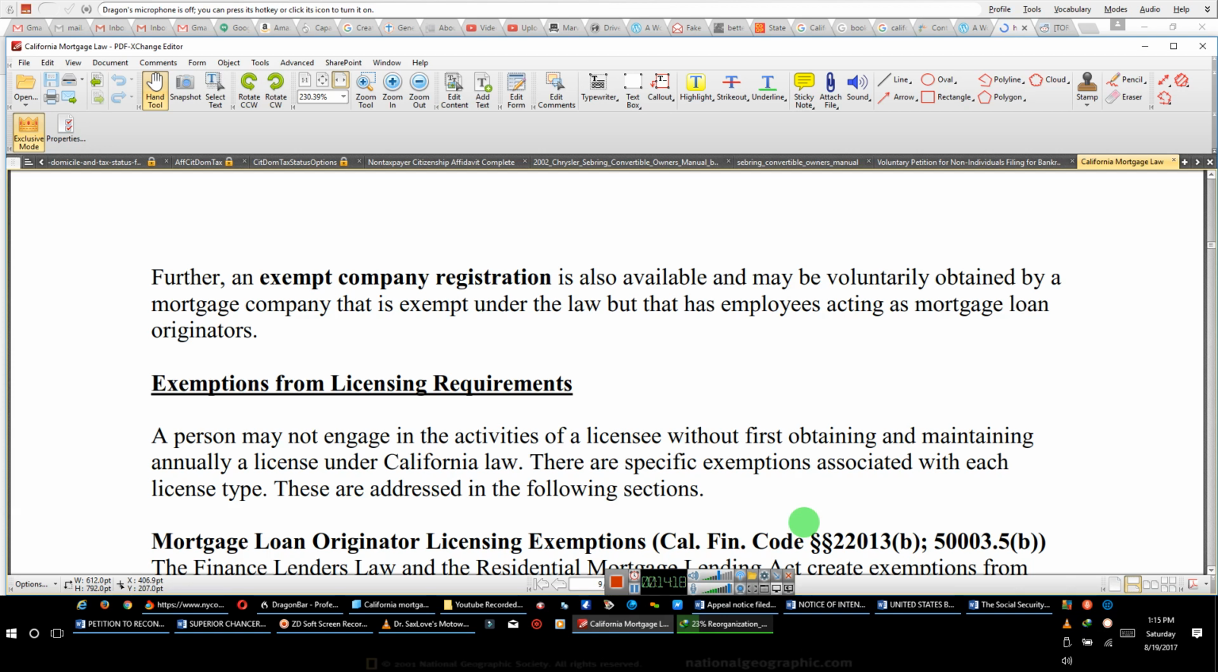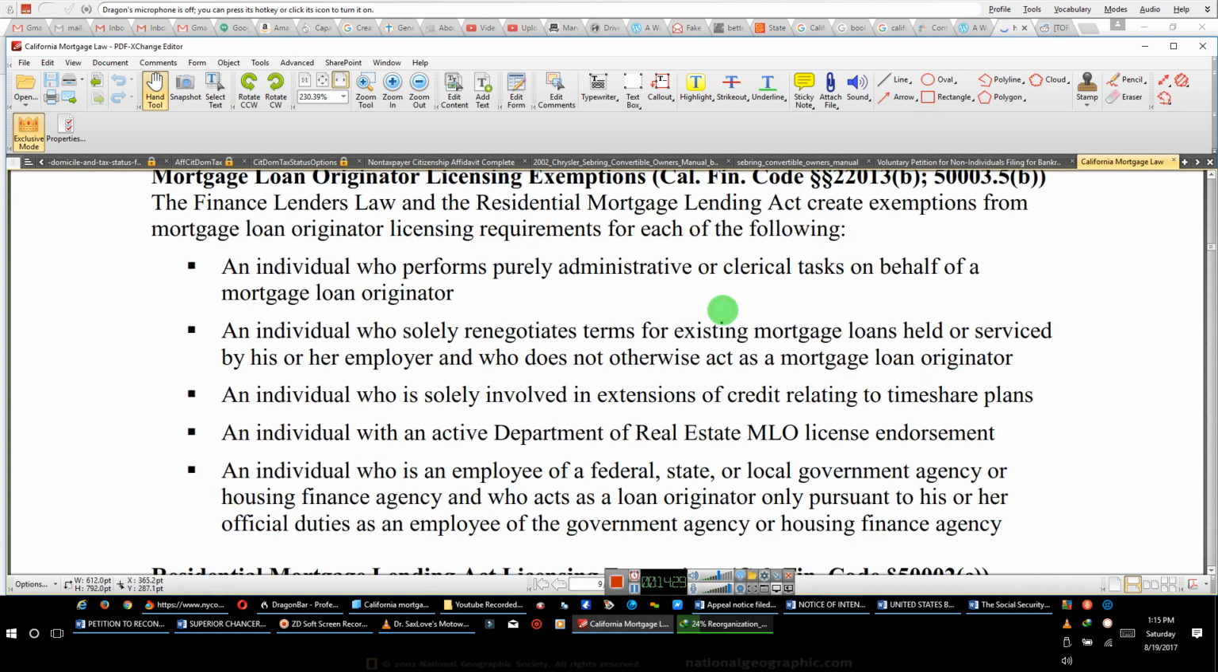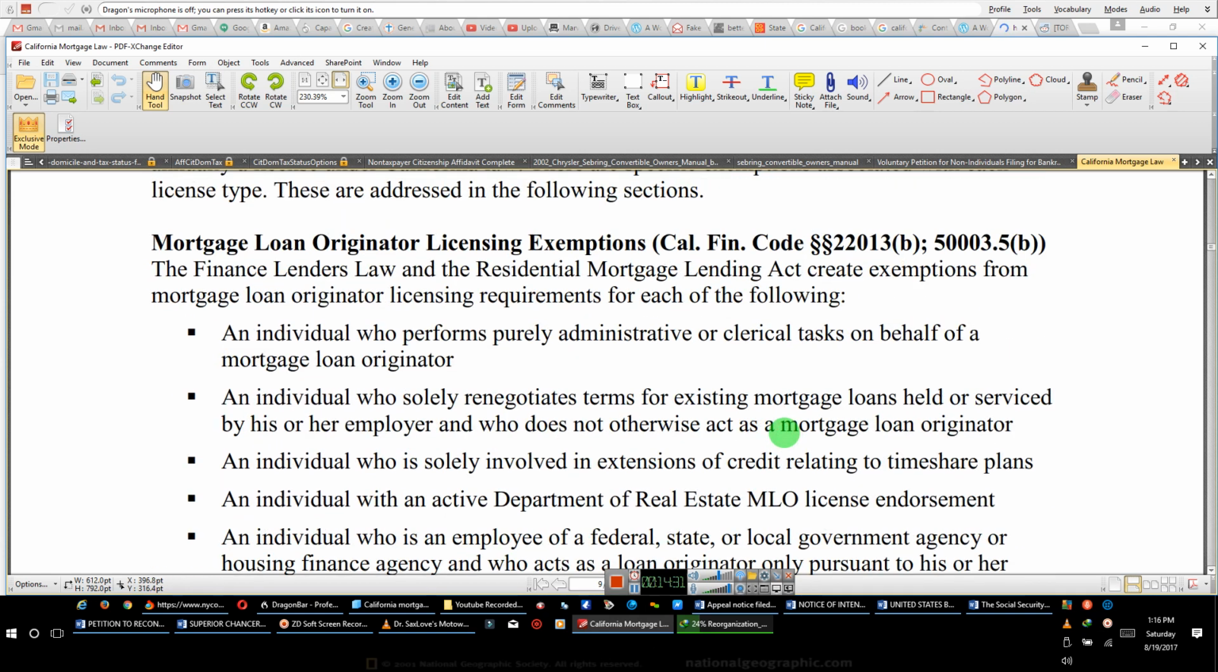Further, an exempt company registration is also available and may be voluntarily obtained by a mortgage company that is exempt under the law, but that has employees acting as mortgage loan originator. Mortgage loan originator licensing exemption.